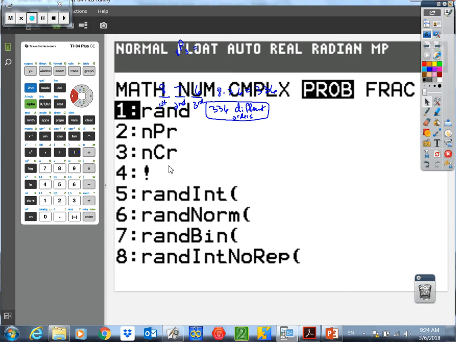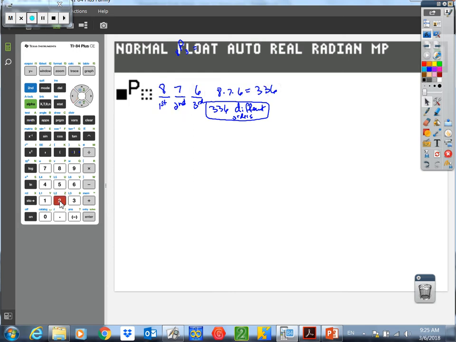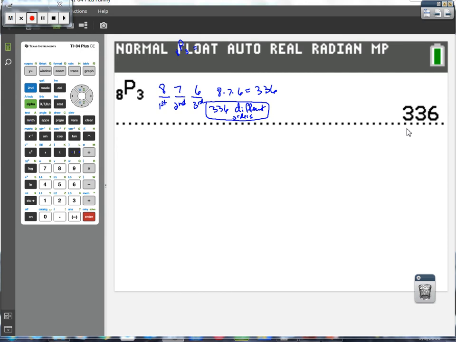So we decided that that was a permutation, so that's number 2. That pulls up my template, and I'm just going to plug in an 8 because there are 8 horses taken 3 at a time. And then I hit enter and I get 336, which is the same thing that I got with this.